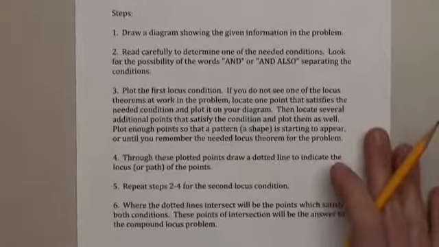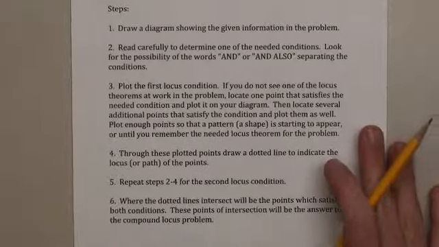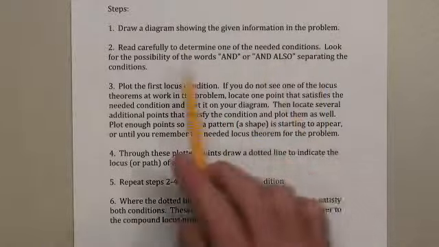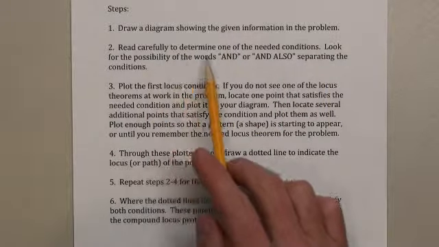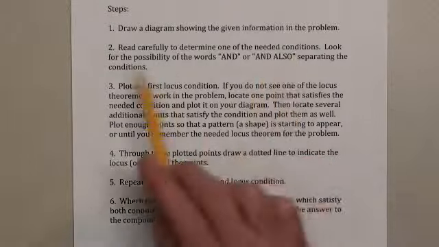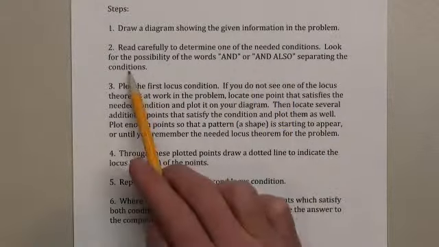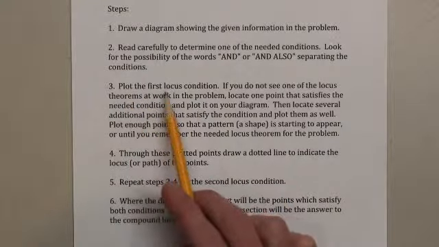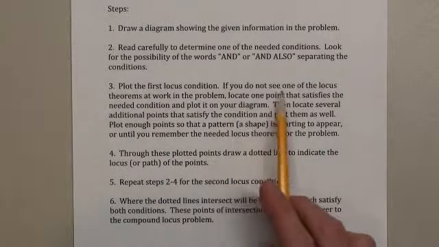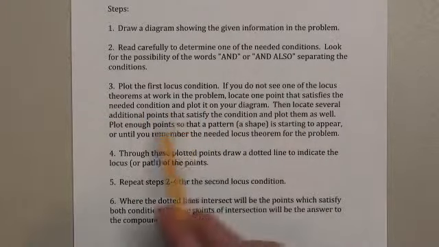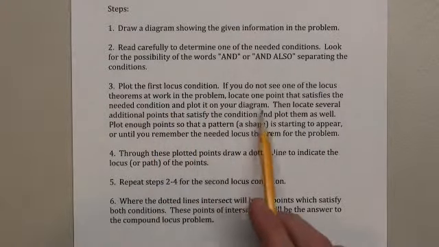These are the steps you would follow in a compound locus problem. Draw a diagram showing the given information in the problem. Read carefully to determine one of the needed conditions. Look for the possibility of the words and or and also separating the conditions. Plot the first locus condition. If you do not see one of the locus theorems at work in the problem, locate one point that satisfies the needed condition and plot it on your diagram.